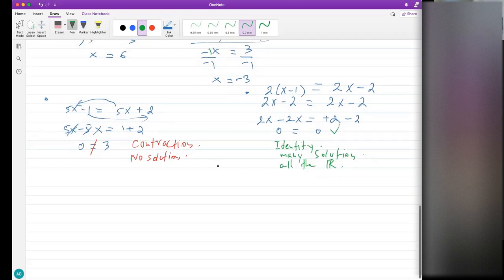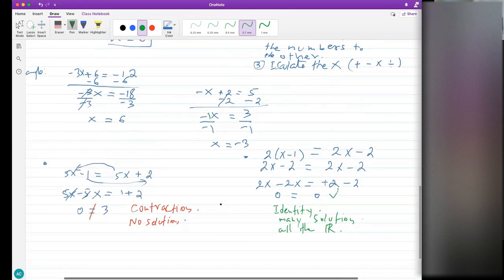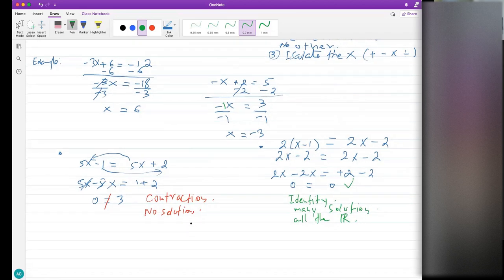So if we get this on the test, you do want us to write contradiction, no solution, and identity, many solutions, all the real numbers? That's right, yeah, or at least say no solution. So when we solve, we want to find the solutions if they exist. You want to specify whether you have solutions or not. So no solutions here, and here you say many solutions. You don't have to explain why, but if you do, that's fine.